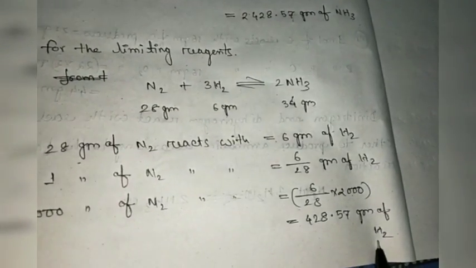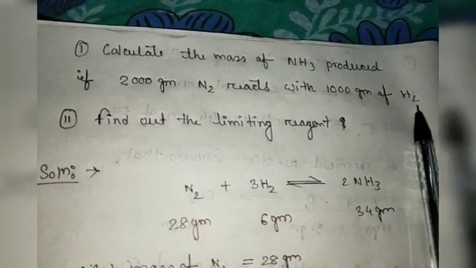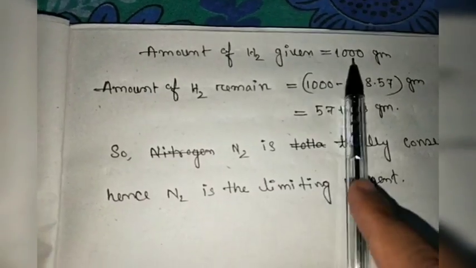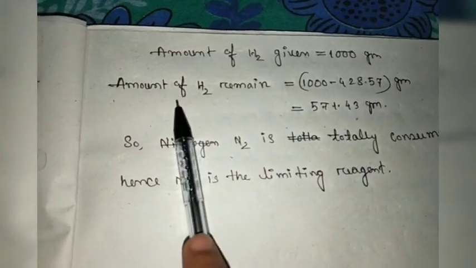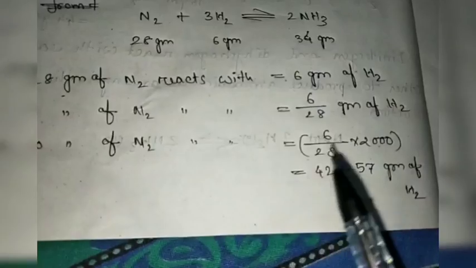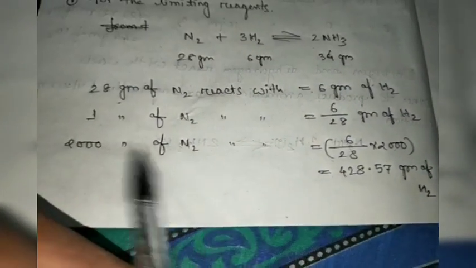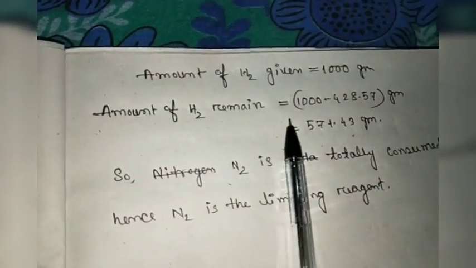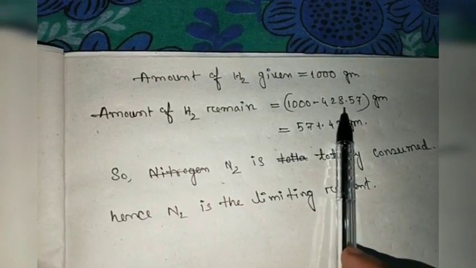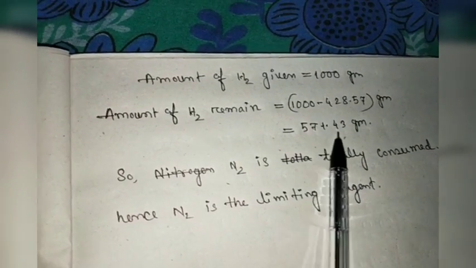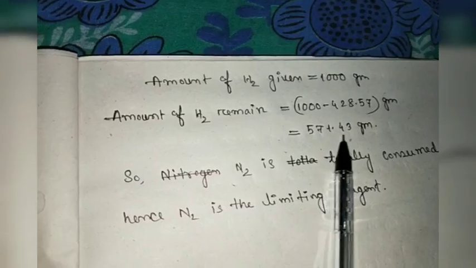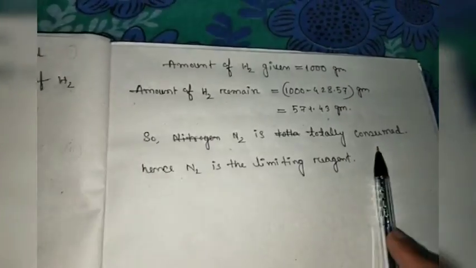428.57 gram of H2. But the given amount of H2 is 1000 gram, while the amount of H2 required is 428.57 gram, which reacts with 2000 gram of nitrogen. So the amount of H2 remaining is 1000 minus 428.57, which is 571.43 gram.